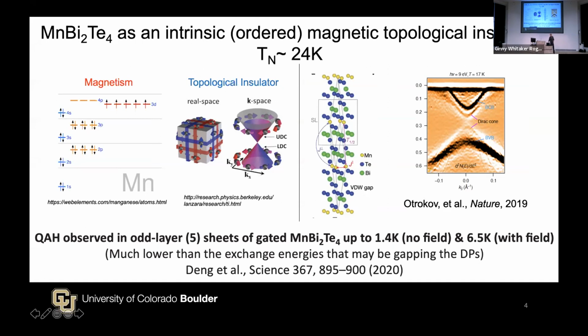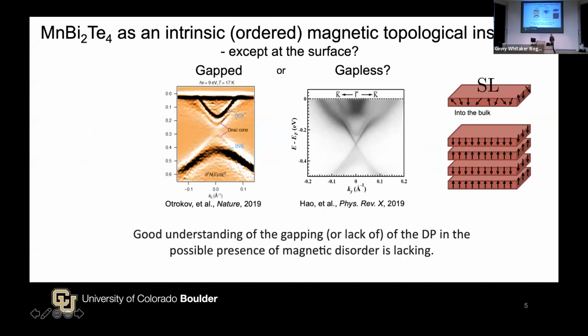So why must temperature scales still be so low? Well, one argument is related to magnetic disorder that the community is now believing might exist at the surface. And the first evidence of this came from another ARPES paper on the same material. And here you can see, they see a beautiful surface Dirac cone that is ungapped. So basically same material, and there's controversy about this. Is it gapped or is it gapless?